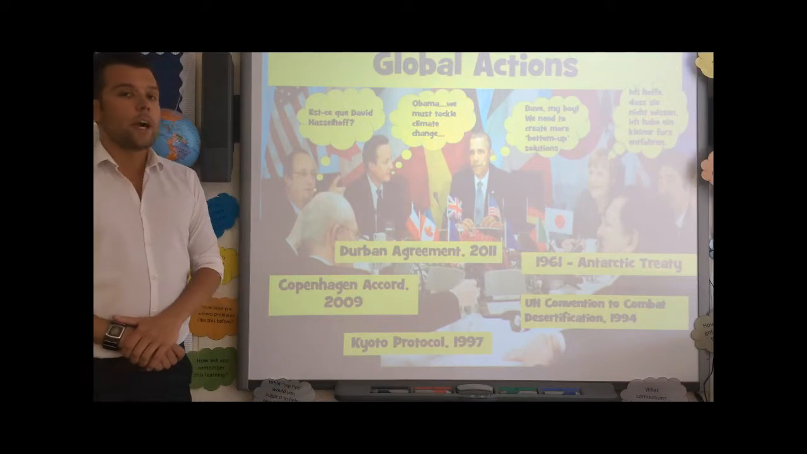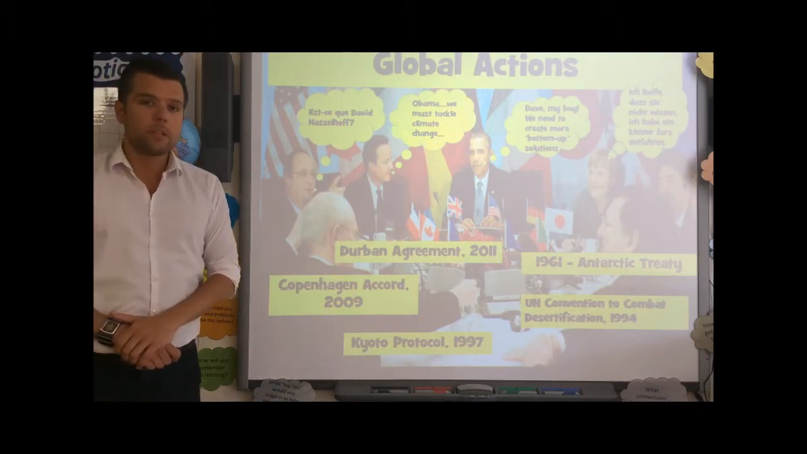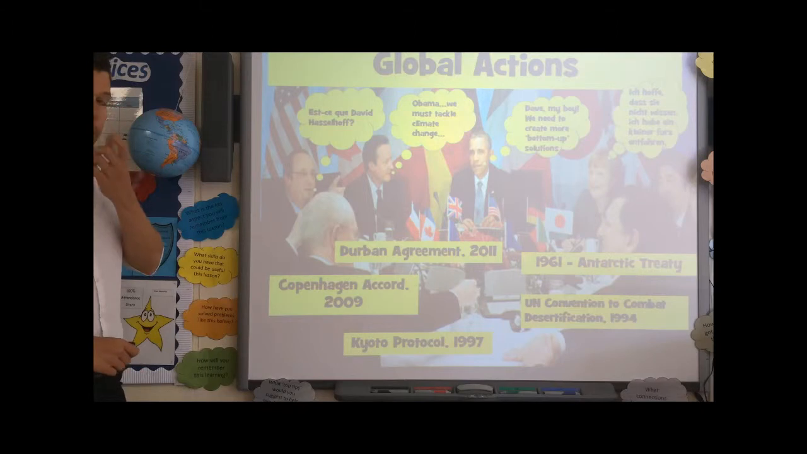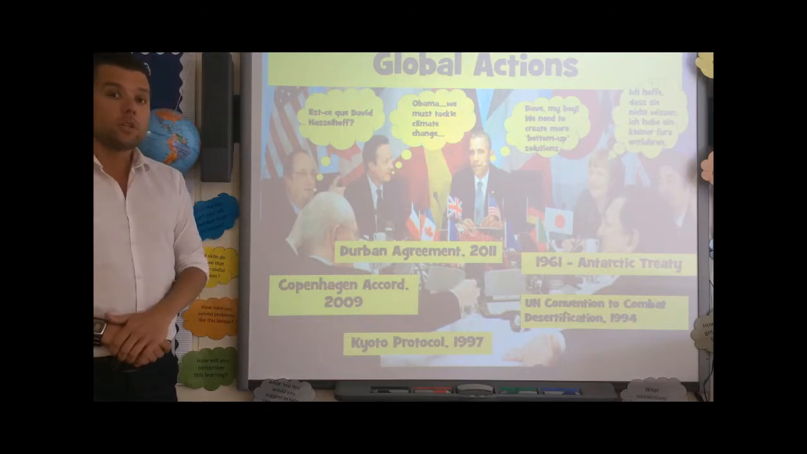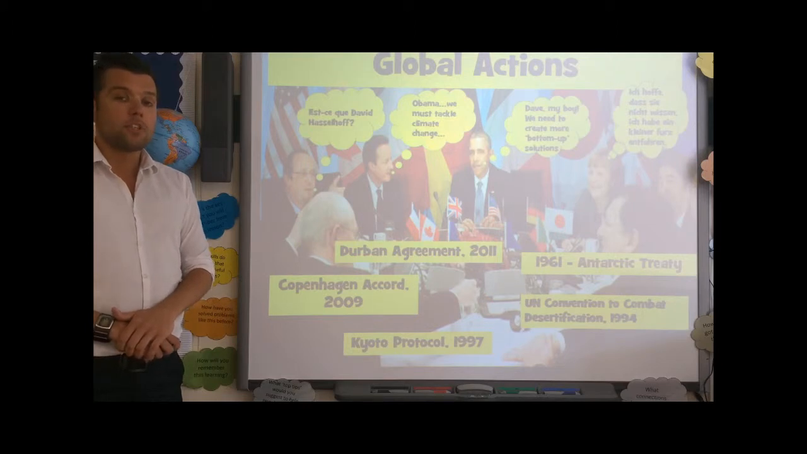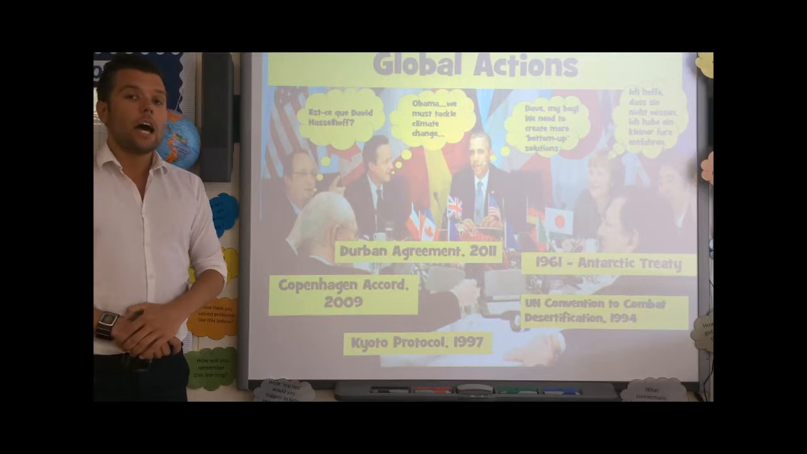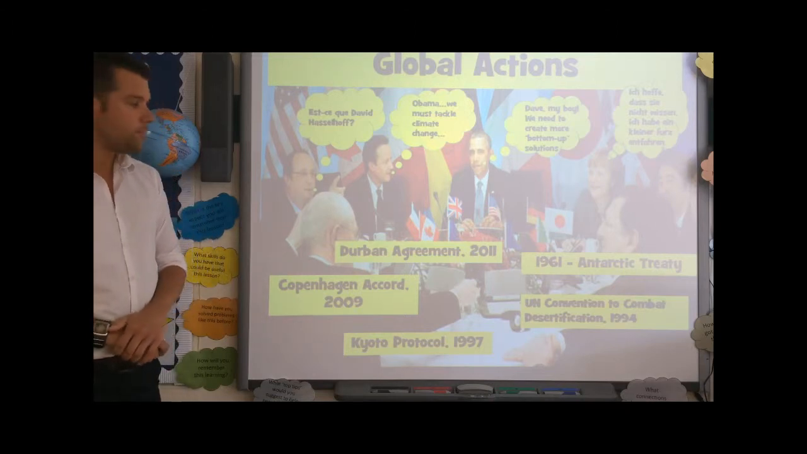On a global scale, we have a variety of agreements. Firstly, we have the Kyoto Protocol. The Kyoto Protocol was set up to reduce greenhouse gas emissions by 2012. However, the USA and Australia did not sign up.